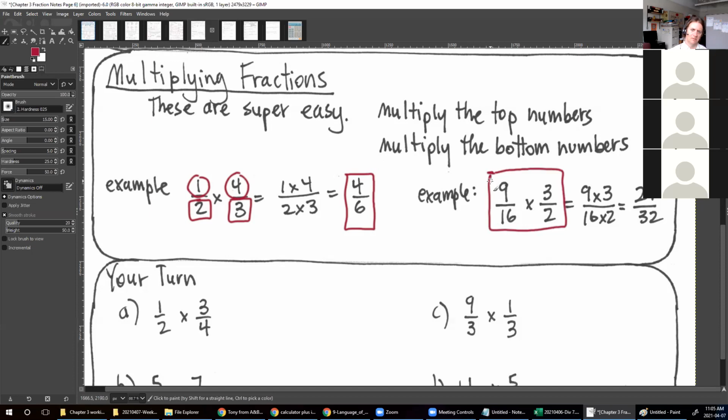Let's look at this example here. Looks like a terrible one, but you know what? It's pretty easy. When you're multiplying fractions, you multiply the tops to give you 9 times 3, which is 27, and you multiply the bottoms. 16 times 2 is 32. Now, this might not be simplified, but that's all right. Well, actually, that is simplified.